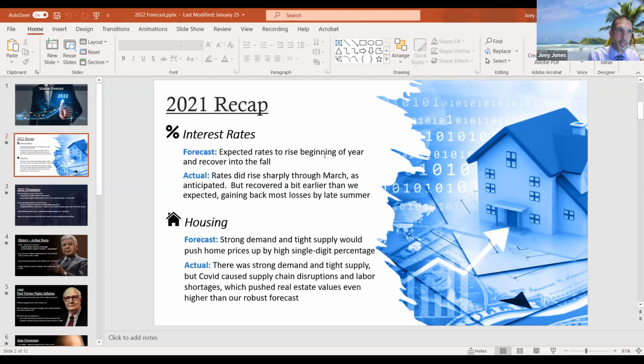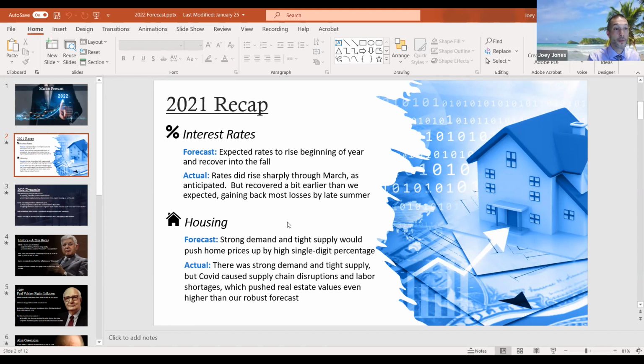Now they're talking about doing quantitative tightening, which includes letting their balance sheet run off, not buying as many mortgage-backed securities. The ones that expire, not buying new ones. That will cause rates to go up. Okay. Housing forecast, strong demand and tight supply. It's going to happen again.